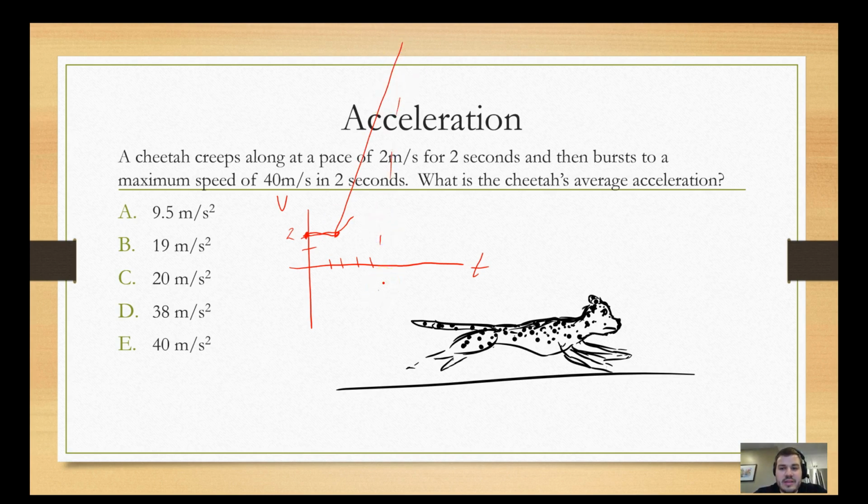But the key thing is to then think about when we asked about average acceleration, what we are asking about is what is the slope from the very beginning of the graph to this, which is not the slope of that.